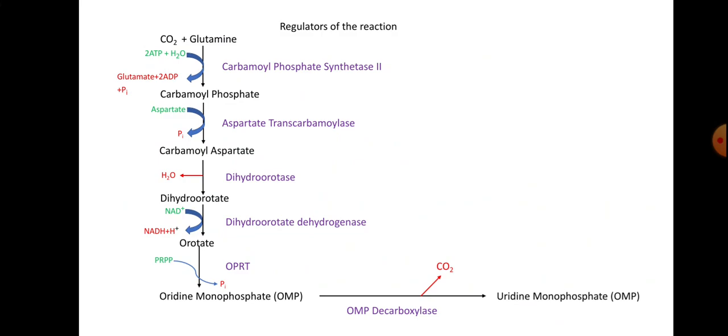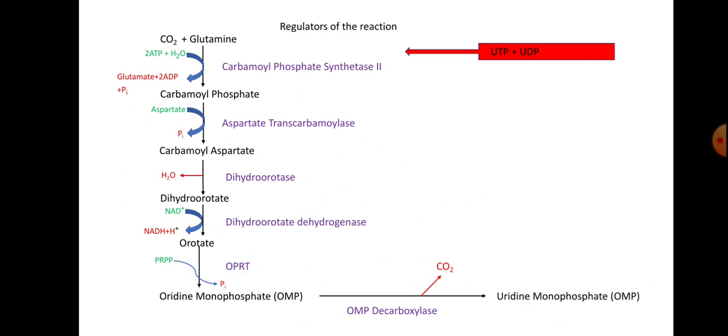So yes, regulation of de novo pathway. Carbamoyl phosphate synthetase is mainly an enzyme that is being regulated in this scenario. It is inhibited by feedback inhibition. So the end product of the reaction is going to act upon the enzyme which is catalyzing the first reaction, inhibiting it, saying that there's already enough product, you don't need to make more, stop. Feedback inhibition.